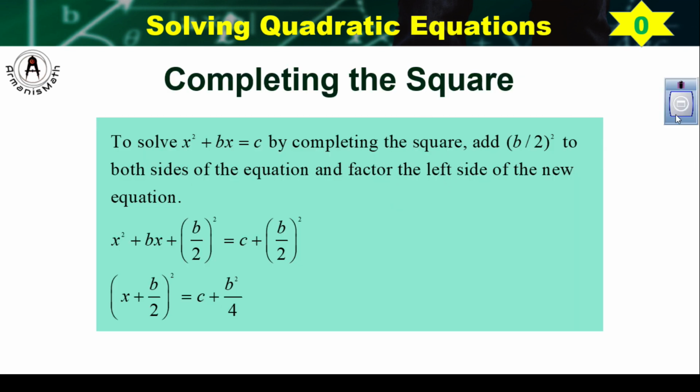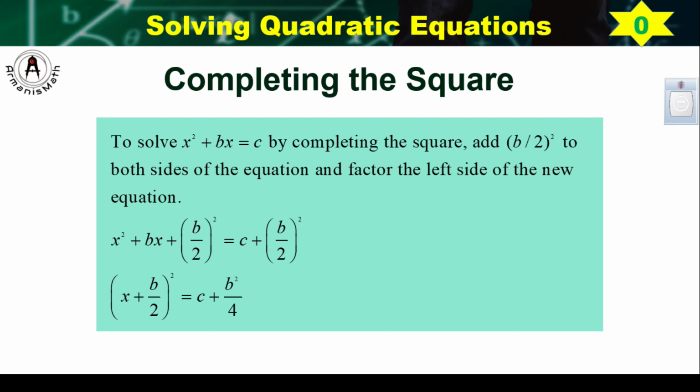Another method for solving quadratic equations is completing the square. Here is the theory behind it. To solve x squared plus bx equals c by completing the square, add b. Remember, the b is next to the x, where b is the coefficient of the x. Take that b, whatever that number is, divide it by 2, and then square that fraction, and add that to both sides of the equation.